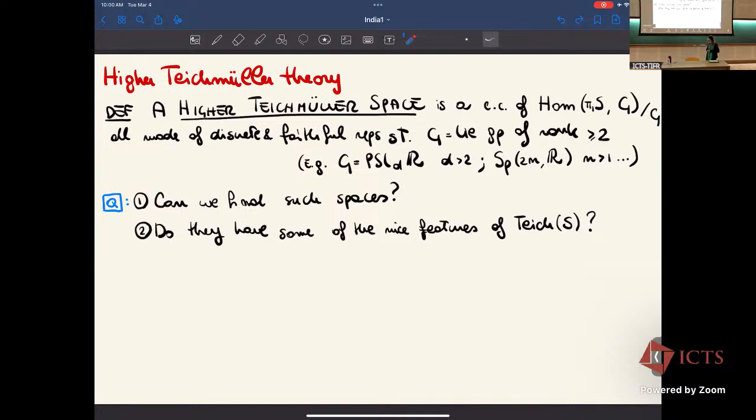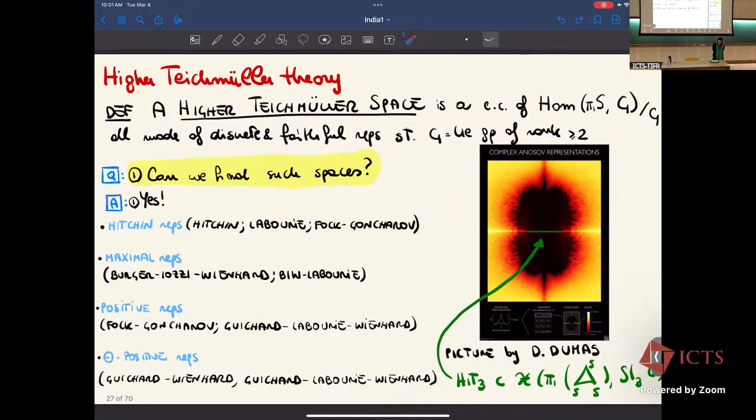In fact, we will see today some features that do not appear in the classical setting but instead appear here, some differences too. Okay, so can we find such spaces? The answer is yes, and I think we are almost classifying them all.